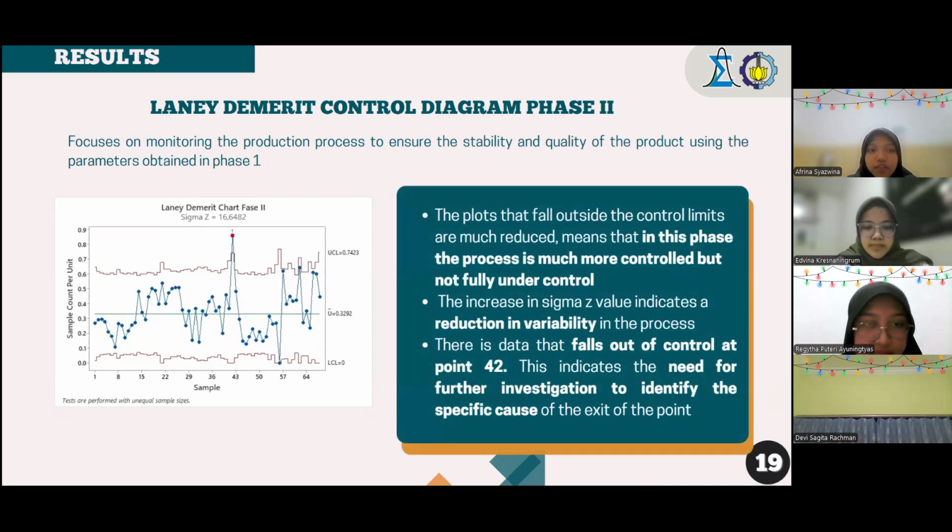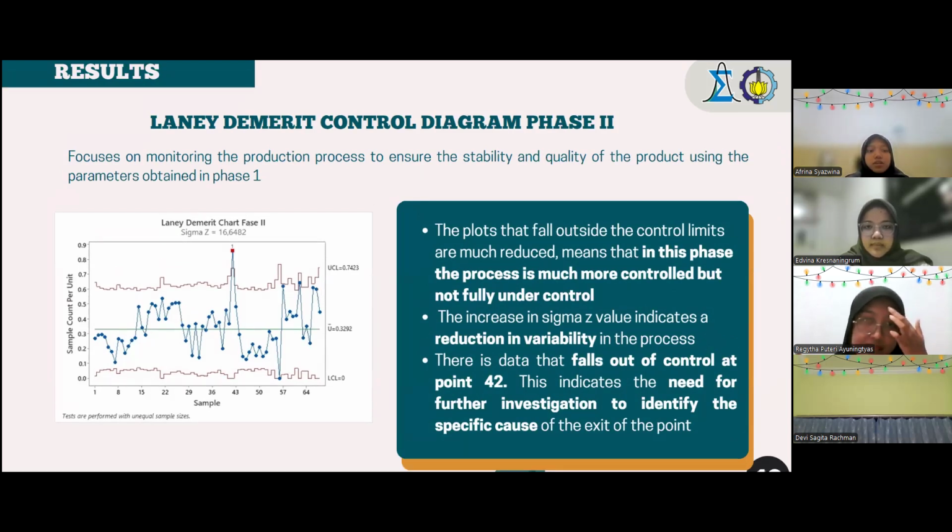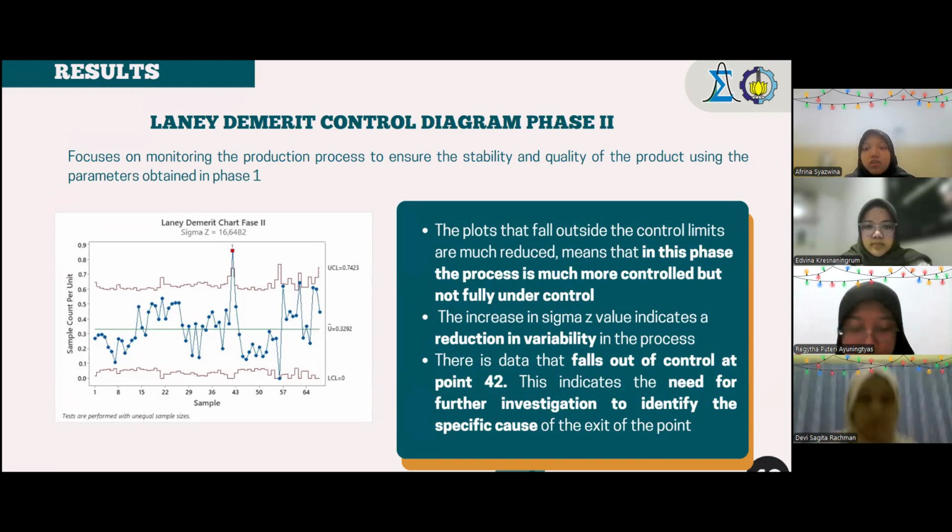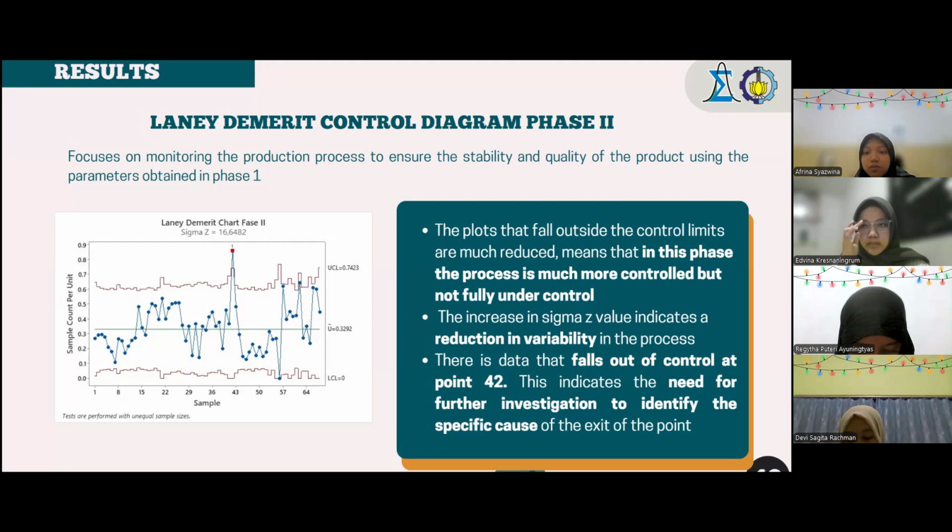The next is phase 2, which focuses on monitoring the production process to ensure the stability and quality of the product using the parameters obtained in phase 1. From the graph, we can see that the plots that fall outside the control limit are much reduced, meaning that in this phase the process is much more controlled but not fully under control. The increase in sigma z value indicates a reduction in variability in the process. But there is data that falls out of control at point 42. This indicates the need for further investigation to identify the specific cause of the exit of the point.